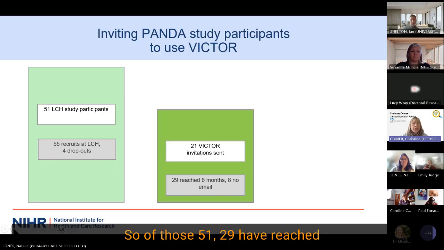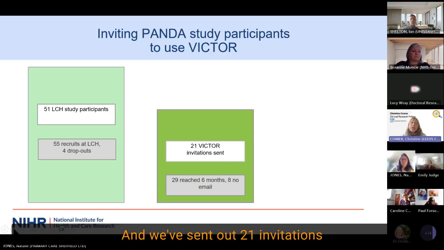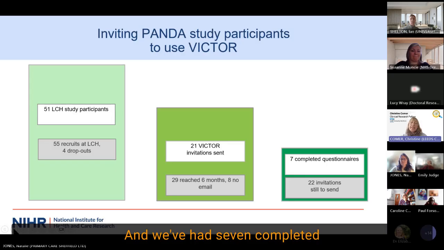So of those 51, 29 have reached that point between the 6-month and the 12-month data collection for the Panda trial. And we've sent out 21 invitations because 8 of those 29 didn't actually have an email address for us to use. So 21 Victor invitations have gone out. And next slide, please, Nat. And we've had 7 completed questionnaires so far. So that's a 30% response rate.